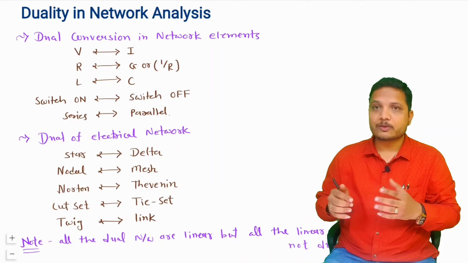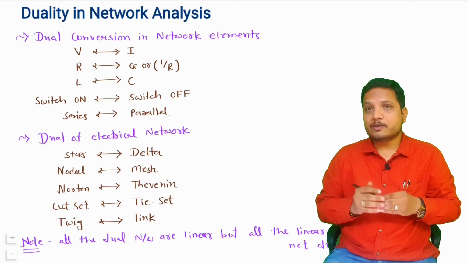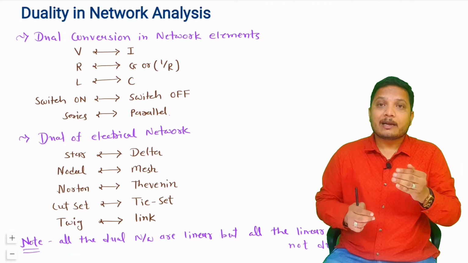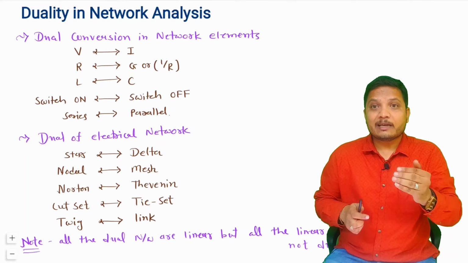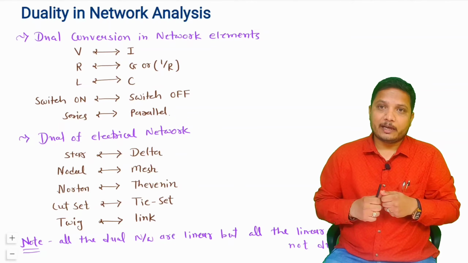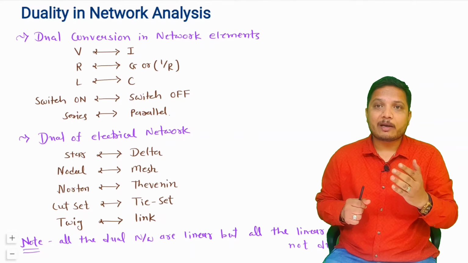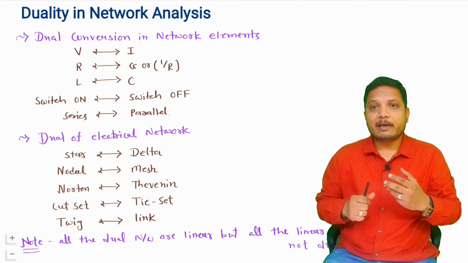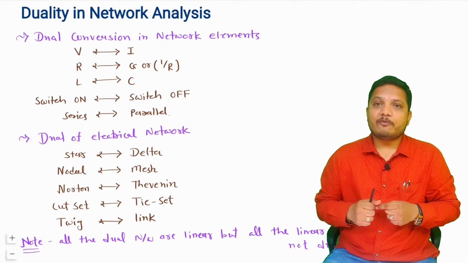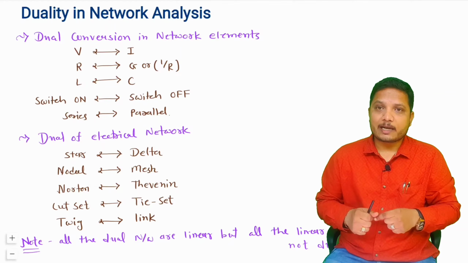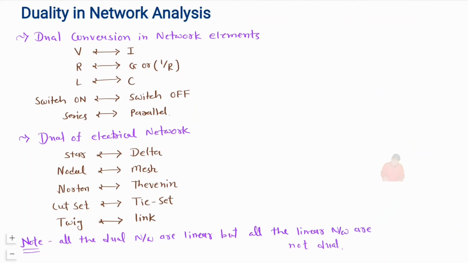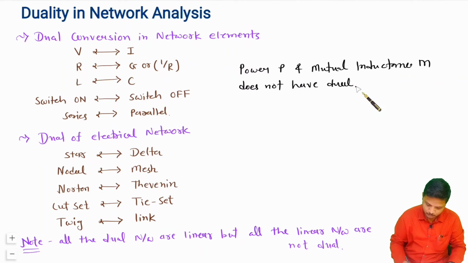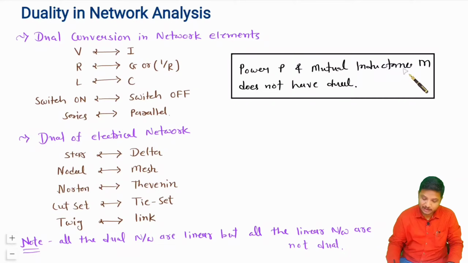Thank you, sir. So as per John's question, there are linear components only in duality, right? When we talk about power or mutual inductance, you cannot have a dual. Let me mention that over here: power and mutual inductance do not have a dual.